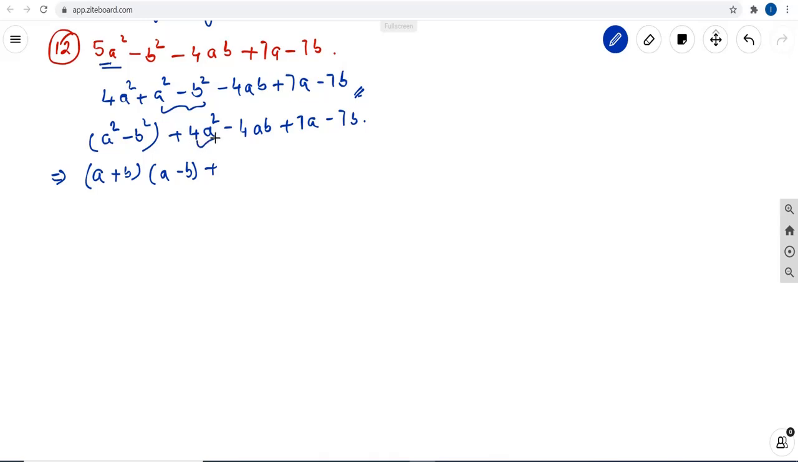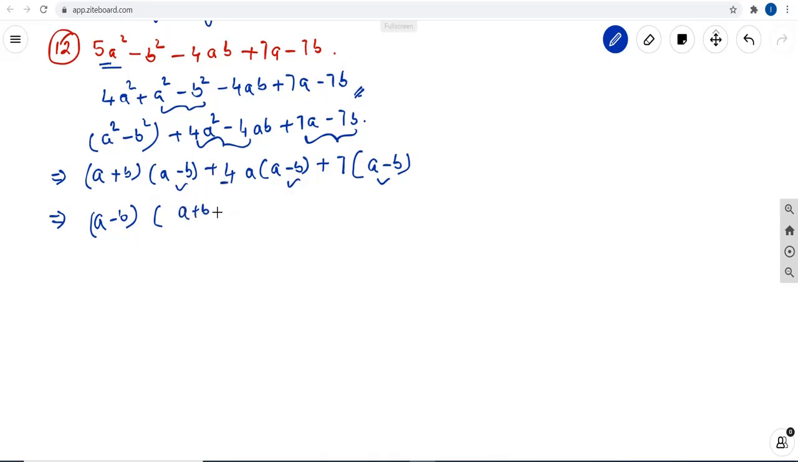In these two terms, what can I take common? I can take common 4a. If I take 4a common, what is left? A minus b. Plus, in this I can take 7 common. If I take 7 common, what is left? A minus b. So if you see, a minus b is common in all three terms. So I will take that outside. So this becomes a minus b if I take outside. So what is left? A plus b, plus 4a, plus 7.